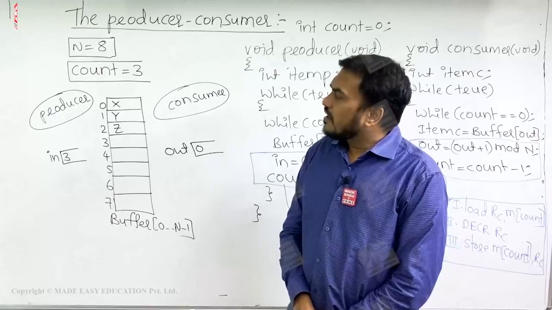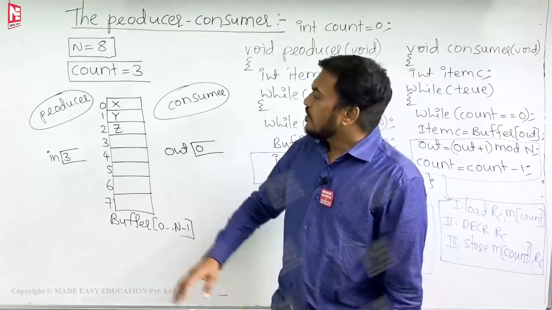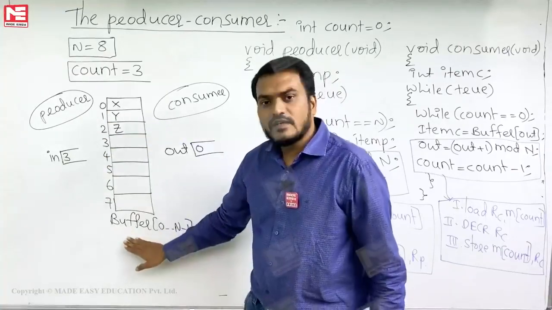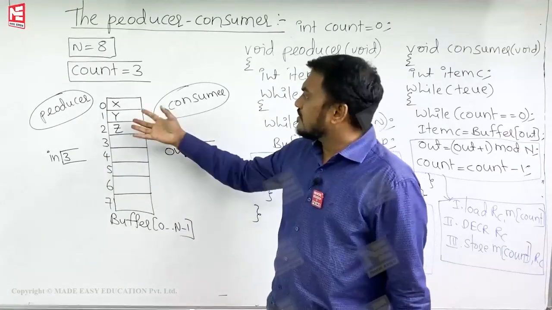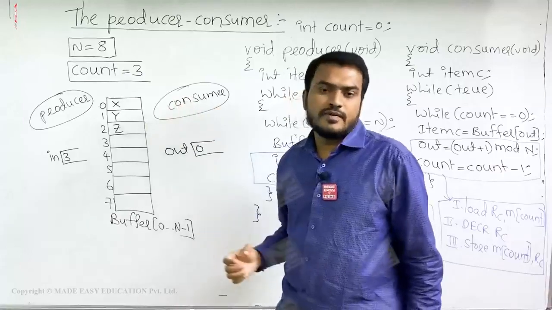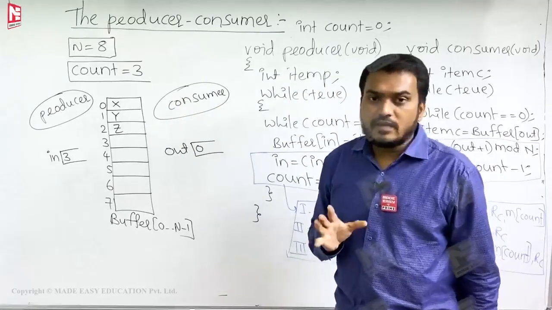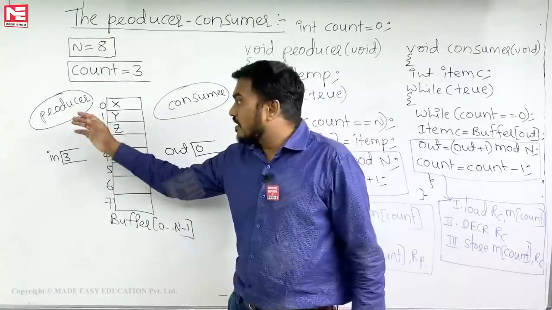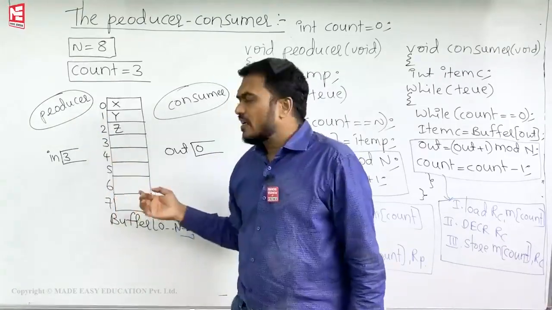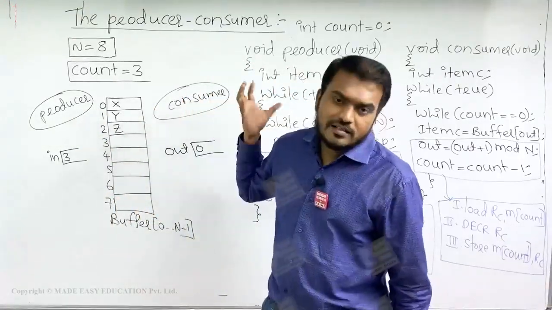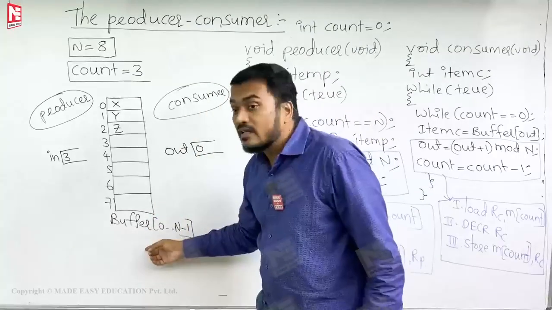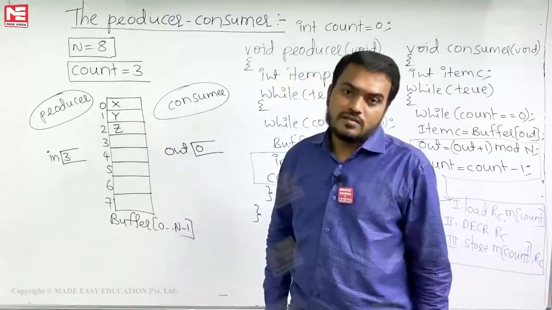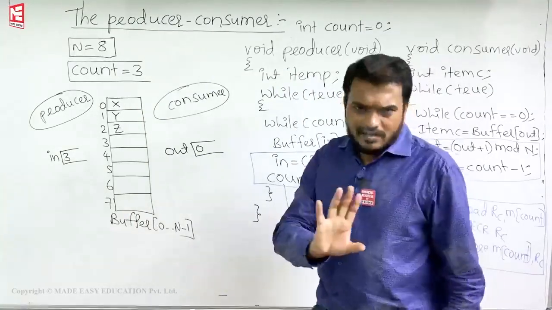Now, the behavior of the processes is: the producer will keep on producing items into the buffer and the consumer will keep on consuming items from the buffer. I will tell you everything, just follow carefully. Remember, the buffer is a common shared resource between producer and consumer. It is just like an array.